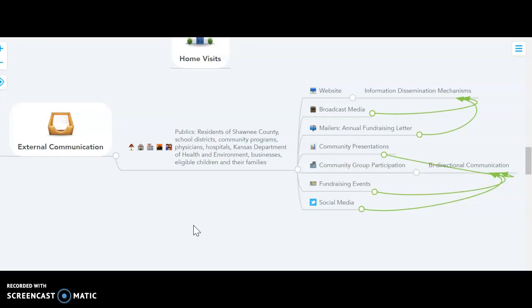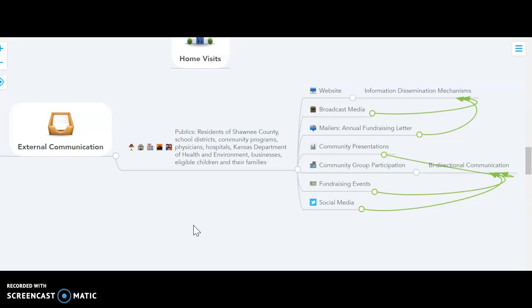We are a nonprofit, and so we have a lot of fundraising events. And so those are opportunities both for us to share about our services, but also to hopefully bring people together that are in support of TARC services. And it gives us a chance to get information from families and businesses and other community members that we impact.